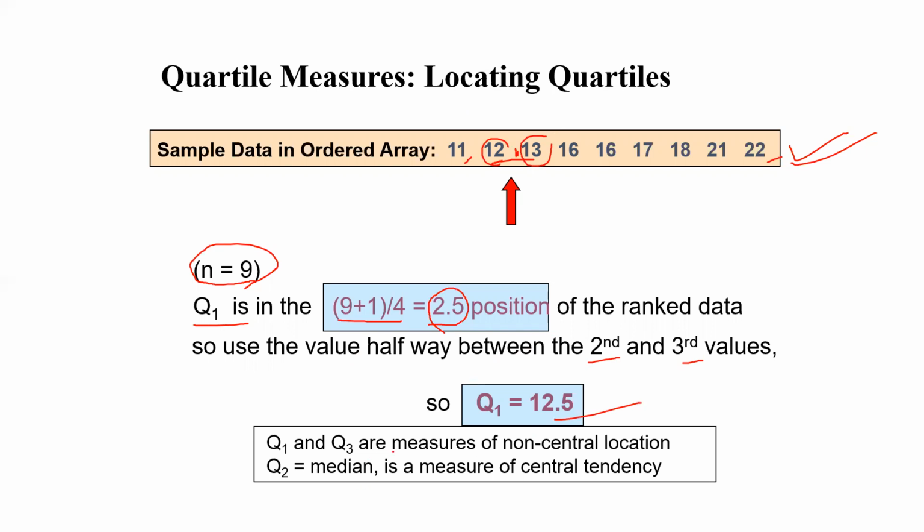So Q1 and Q3 are measures of non-central location, because, as we know, Q2, the second quartile, is equal to the median, which is a measure of central tendency.